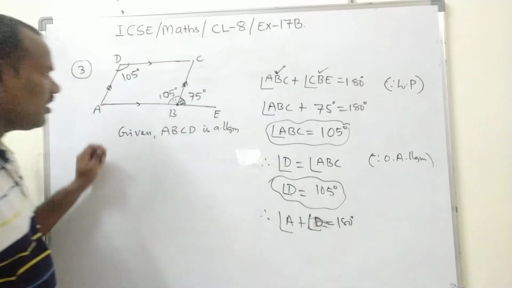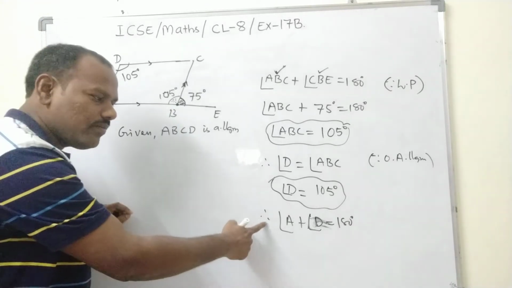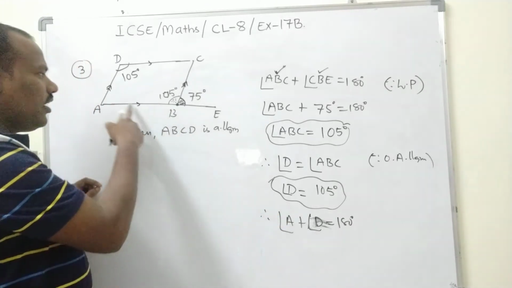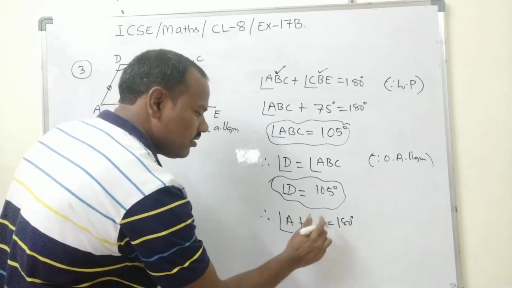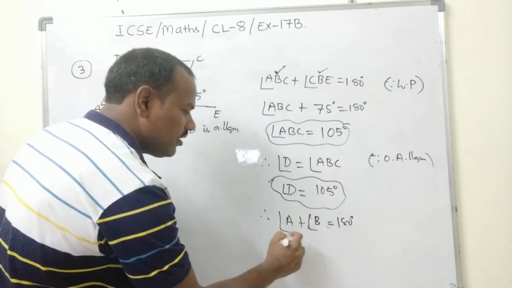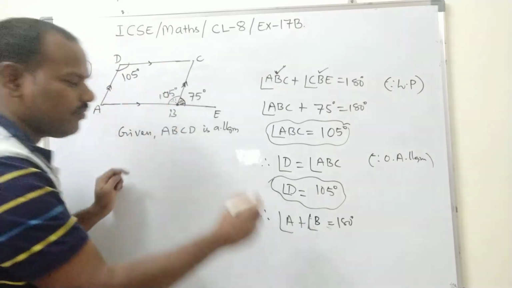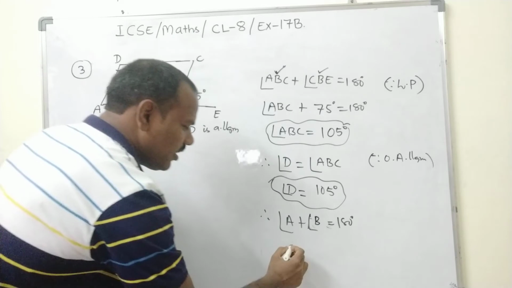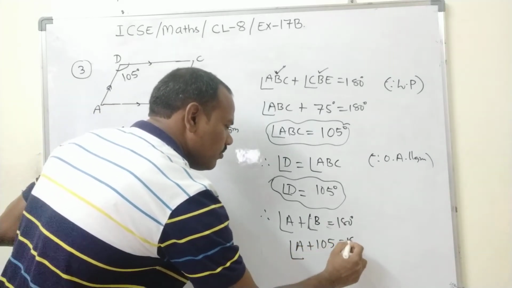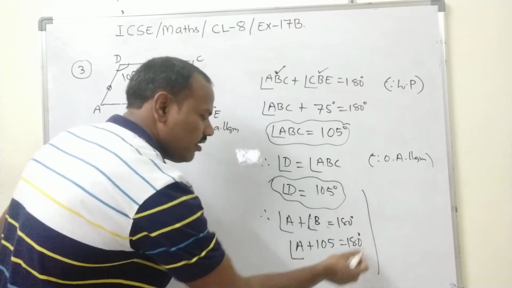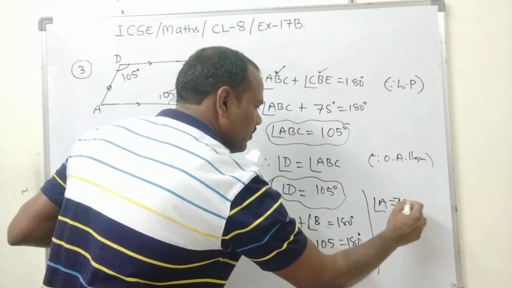Why have I taken AD? Because B is split. Of course, you have to write in a parallelogram ABCD, adjacent angles A plus B is equal to 180, like that you have to write. But angle B value, I am talking about the interior angle of the parallelogram, is already 105 degrees. Angle A plus 105 equals 180 degrees. So transposing 105, you will get angle A is equal to 75 degrees.